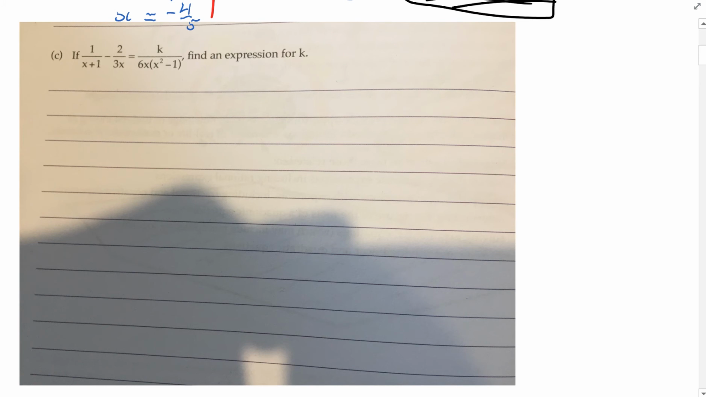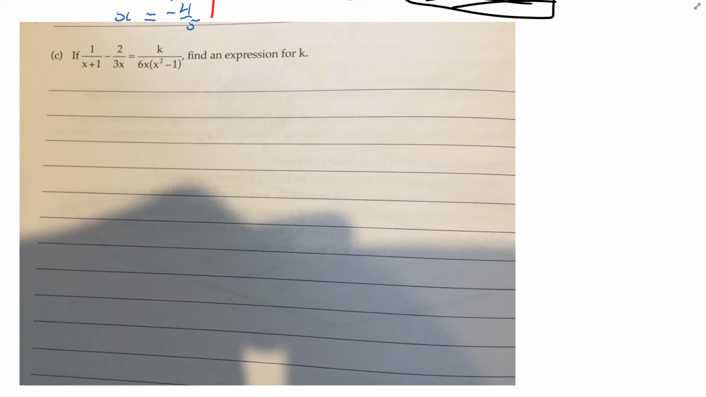If 1 over x plus 1 minus 2 over 3x equals k over 6x, x squared minus 1 brackets, find an expression for k. So what should we do first? Pause the video and have a think about it, have a go at it. See how far you get. Hit play once you've got as far as you can, once you think you've solved it.